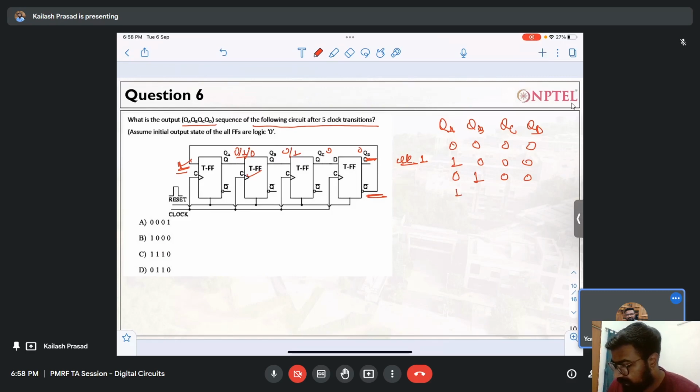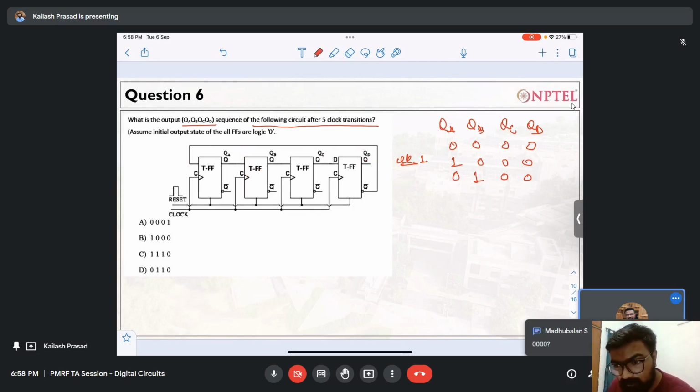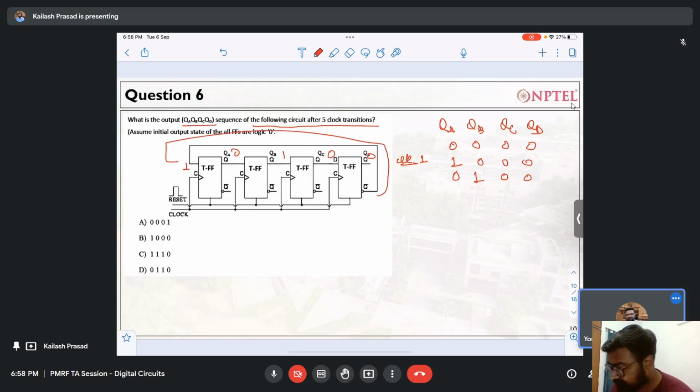Then as this node becomes 1, it was 0, so this will remain 1. Let me just follow this through. Every time I will erase for you and make sure. Madhubalan is asking whether it will be 0 0 0. Let us see. So if this is 0 1 0 0, please note that this will be 1.